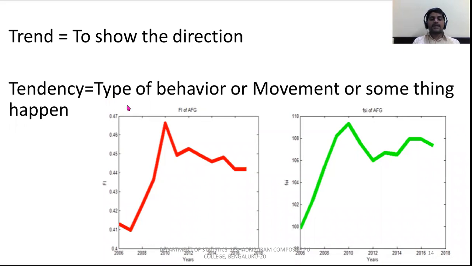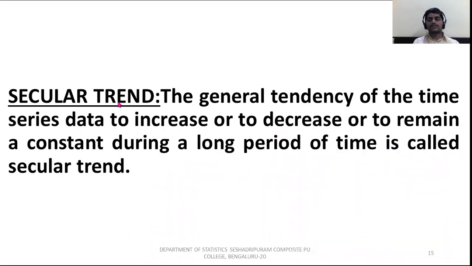Sometimes the line goes on increasing, sometimes the line decreases, or sometimes it remains constant over a long period of time. That we can call tendency. Look at the trend, it is nothing but to show the direction. Tendency is nothing but to show the behavior of the trend line, the movement of the trend line. It is very, very important.